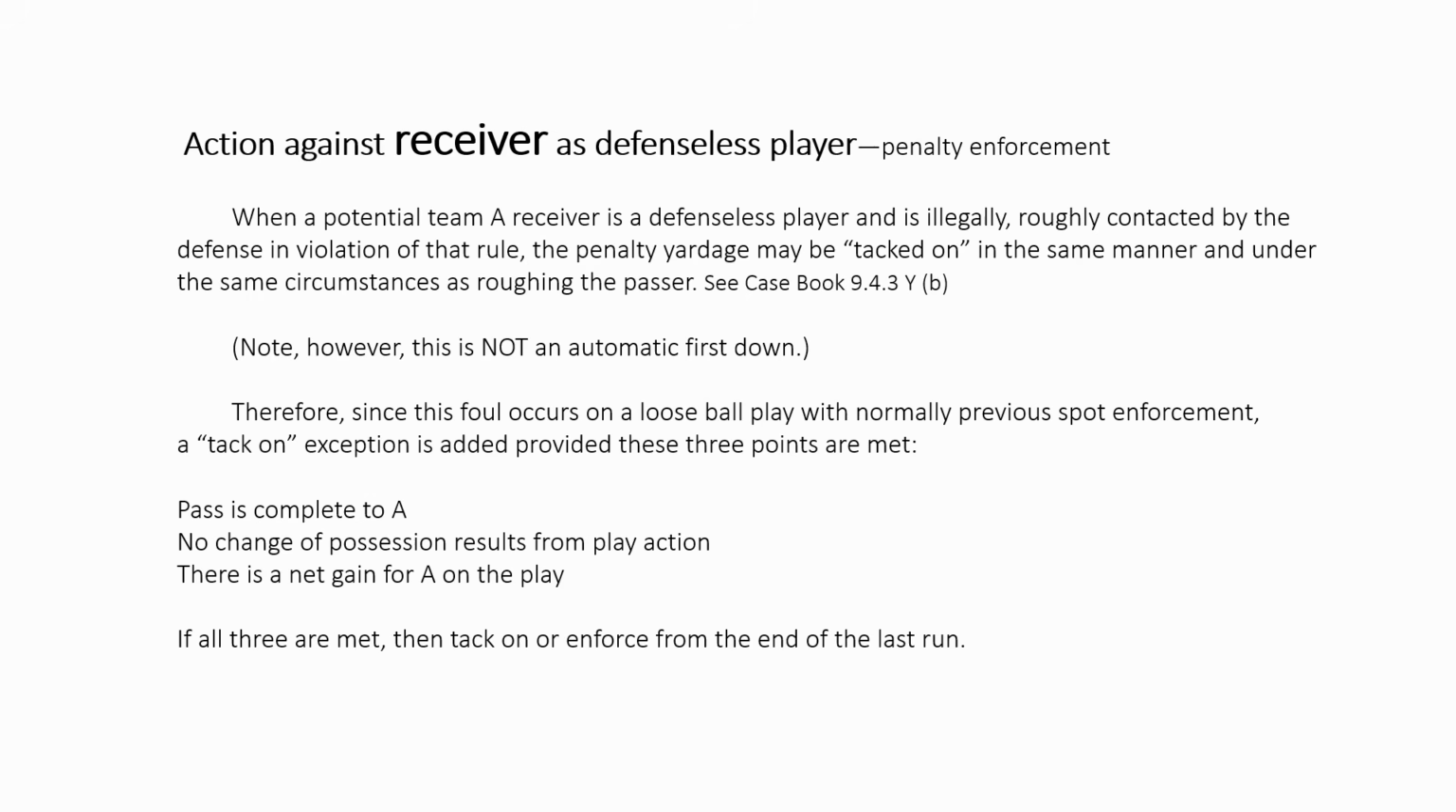Therefore, since the foul occurs on a loose ball play with normally previous spot enforcement, a tack-on exception is added provided the same three elements are met. The pass has got to be complete to someone on Team A, no change of possession results from the play action, and there is a net gain for A on the play. If all three are met, then we're going to tack on or enforce from the end of the last run.